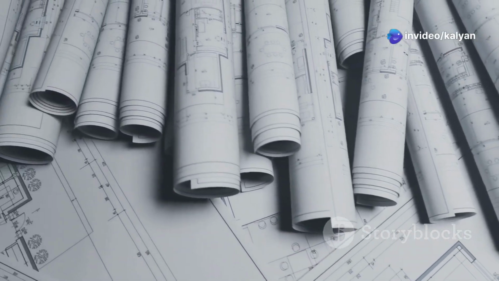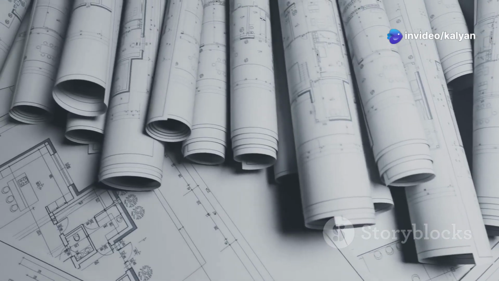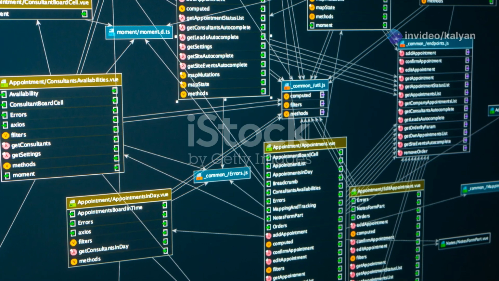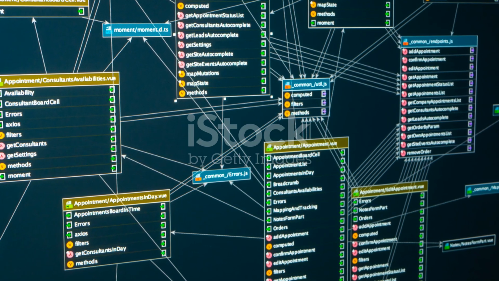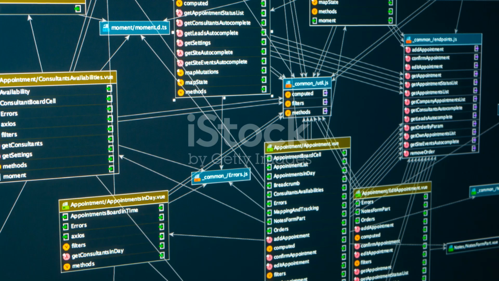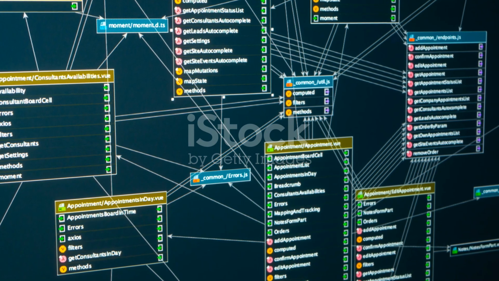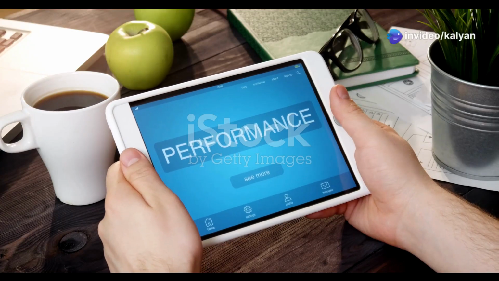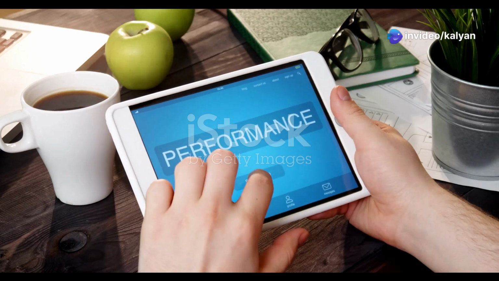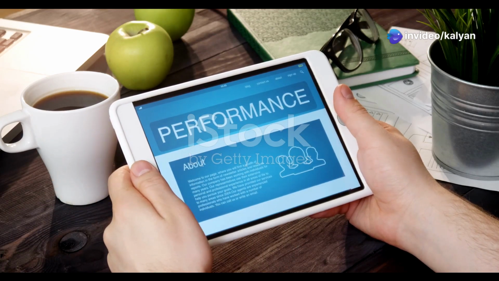Database design is the process of creating a blueprint for a database. It involves defining the structure, relationships, and constraints of the data to ensure its integrity, efficiency, and scalability. A well-designed database is crucial for the overall performance and reliability of any software application.